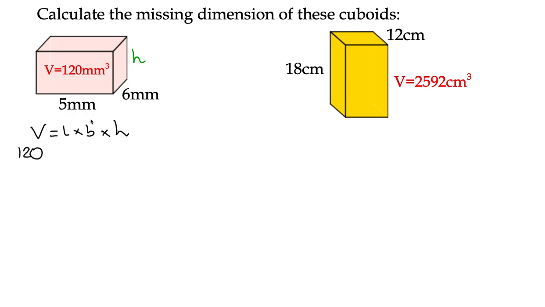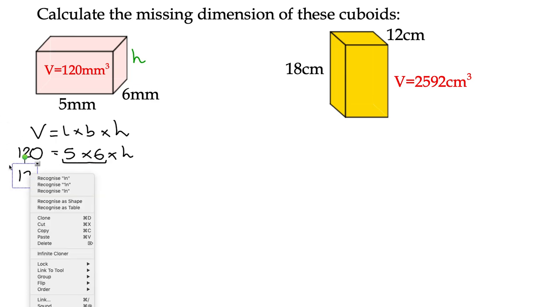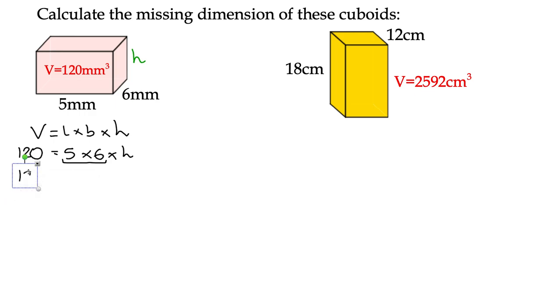Have a look at the other dimensions. They are millimeters as well, so that's okay. The length is 5, the breadth is 6, and this H is unknown, so I'm going to put in H there. So how do we solve that? Well, I would be working out what 5 times 6 is, first of all. So what have we got? We've got 120 is equal to 5 multiplied by 6, which is 30, times H.